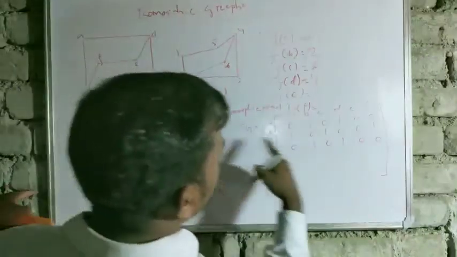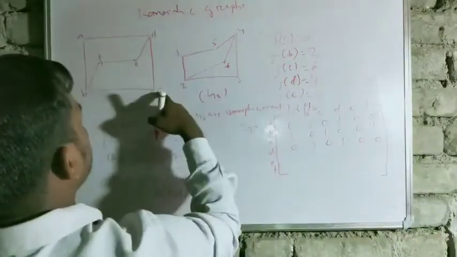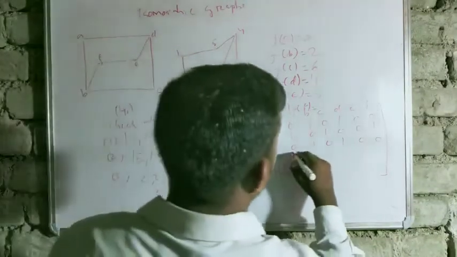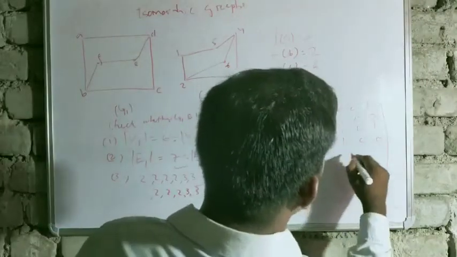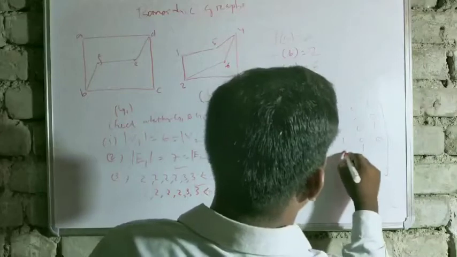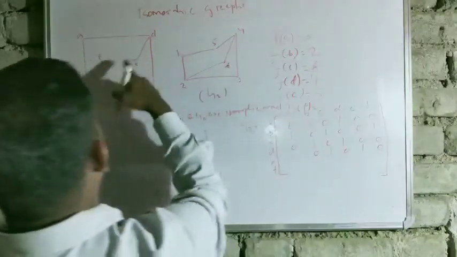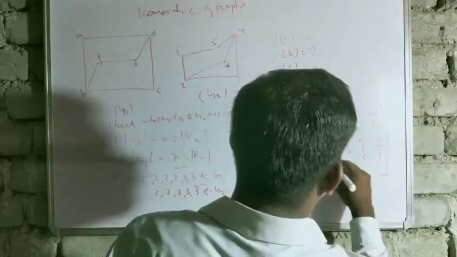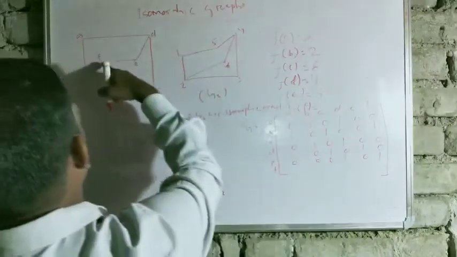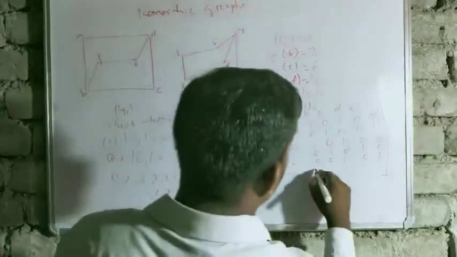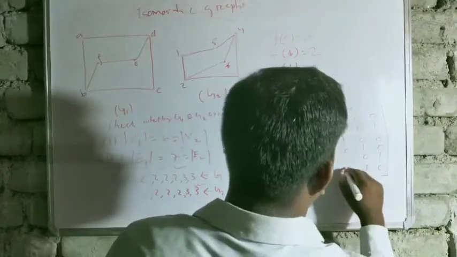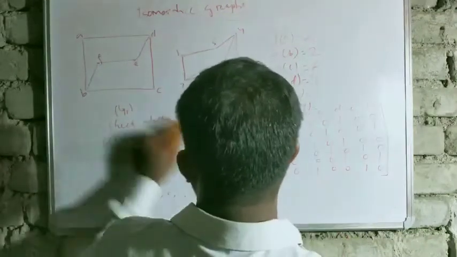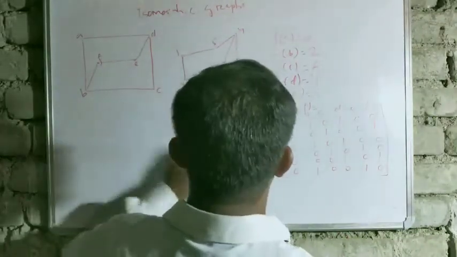Similarly, D is associated with A, C, E, and the rest are 0. Similarly, E is associated with only D and F, and the rest are 0. Similarly, F is associated with B and E. Okay, so this is A of G1, the adjacent matrix of graph G1.